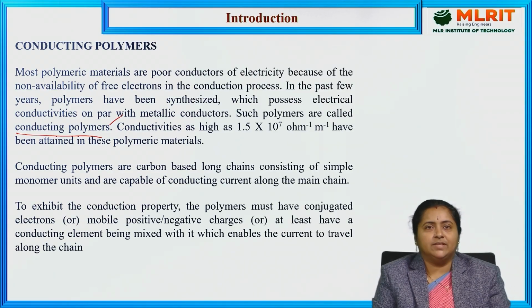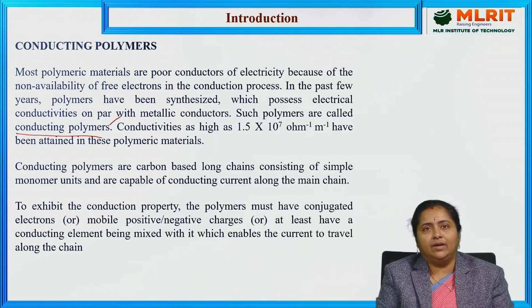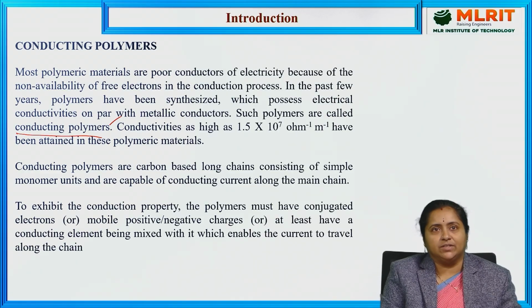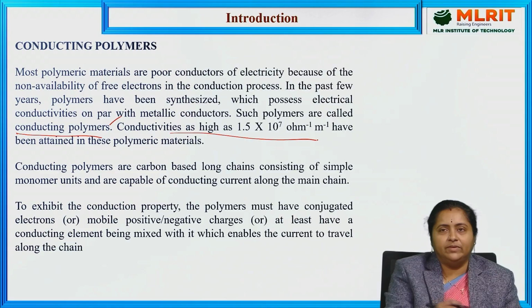Some kind of polymers which can be synthesized are able to exhibit conduction purely due to availability of either free electrons or ions. Because of that mobility of ions or electrons, they are able to exhibit conduction. Such kind of polymers are named conducting polymers. Conductivities as high as 1.5 into 10 power 7 ohm inverse per meter have been attained in these polymer materials.